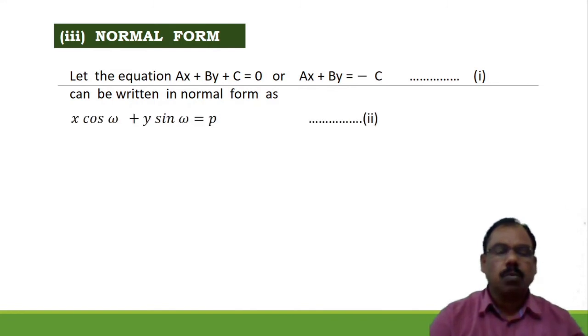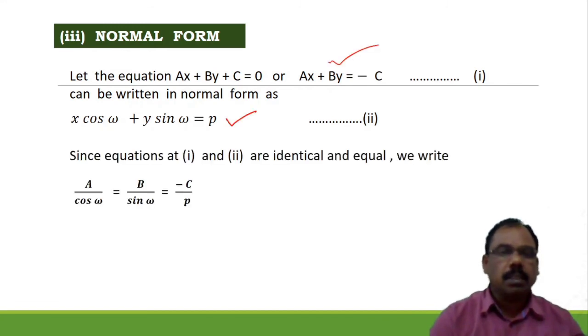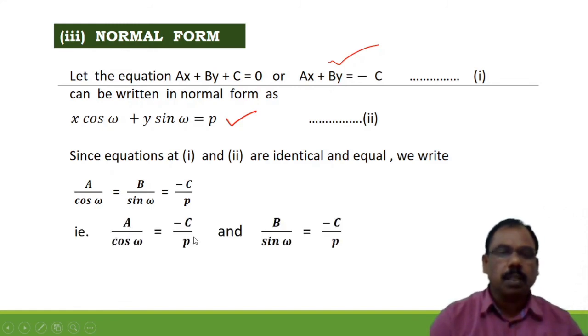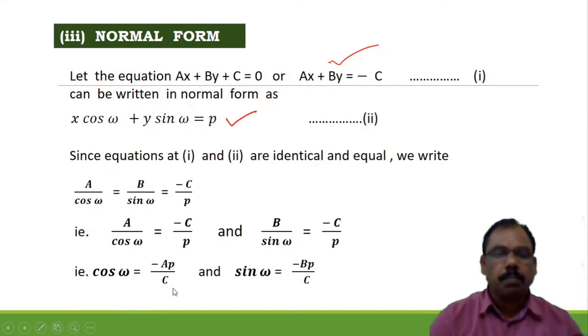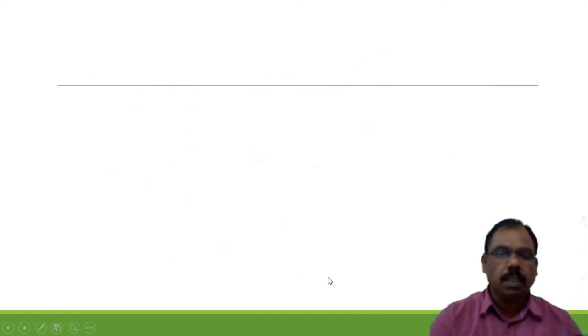can be written in the normal form as x cos omega plus y sin omega equal to p. Since equation 1 and 2 are identical and equal, we write a by cos omega plus b by sin omega equal to minus c by p, a by cos omega equal to minus c by p, and b by sin omega equal to minus c by p, or cos omega is equal to minus ap by c and sin omega equal to minus bp by c.